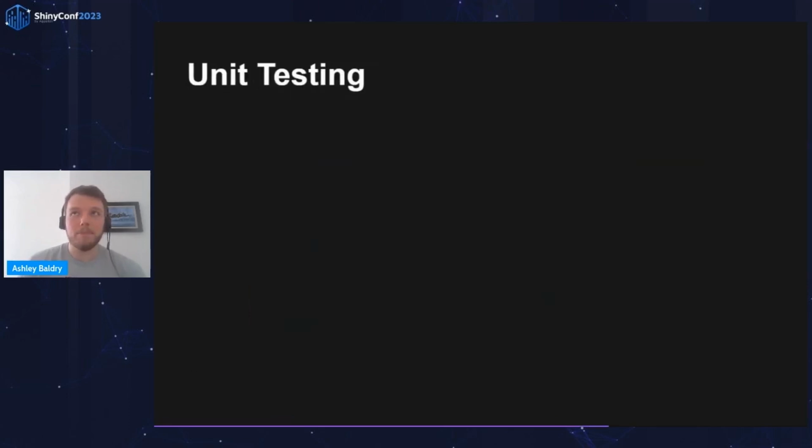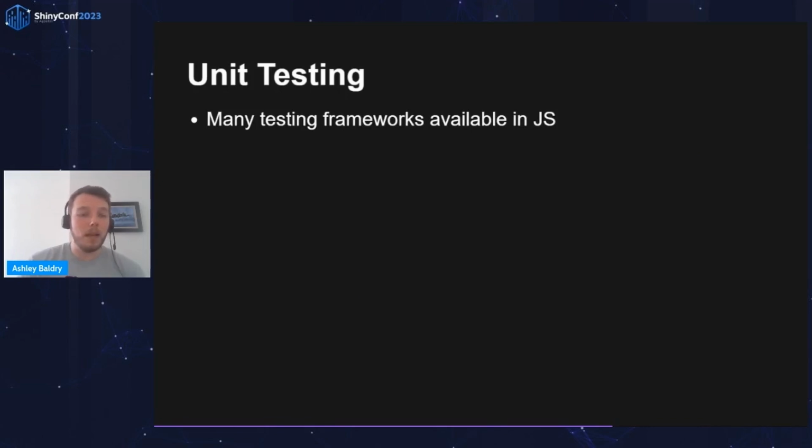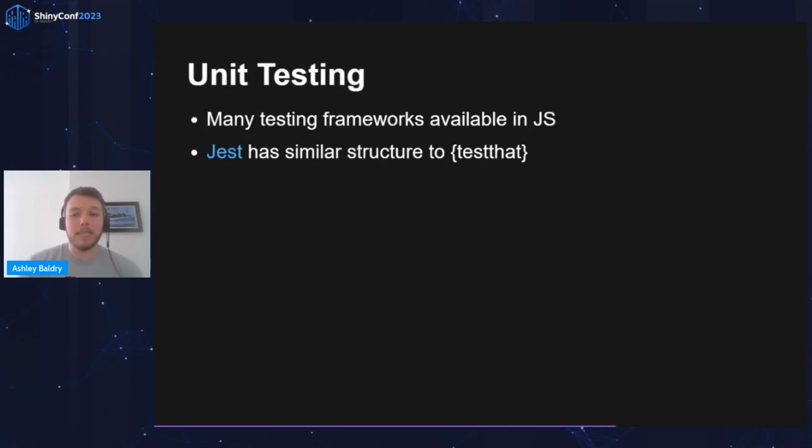Another thing to really go on about is unit testing. In R, there's basically testthat and now shinytest2. In JavaScript, there are so many different frameworks available, and you can choose the flavor that you like. I was recommended to use Jest, as it has a very similar structure to testthat, in that you have all the individual tests saying expect something to something. If you want to look at other test packages, there's Mocha.js, Chai.js, and Cypress.